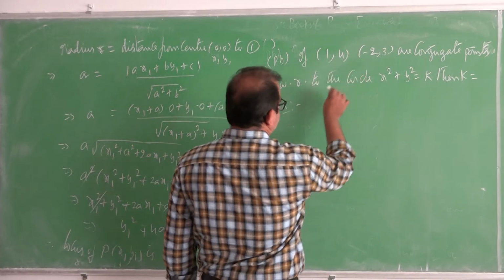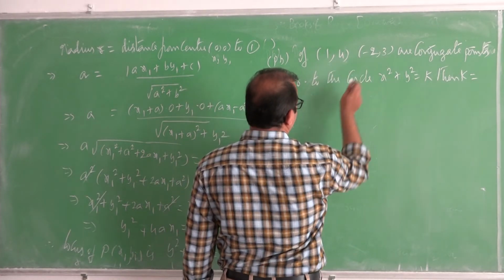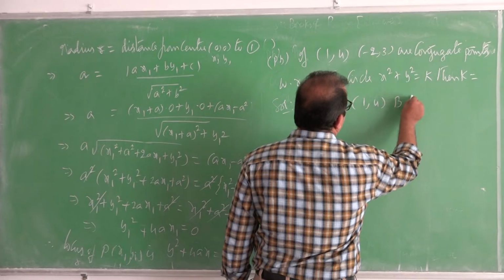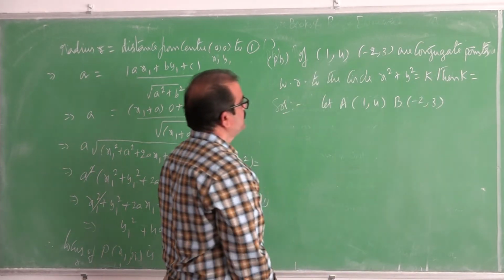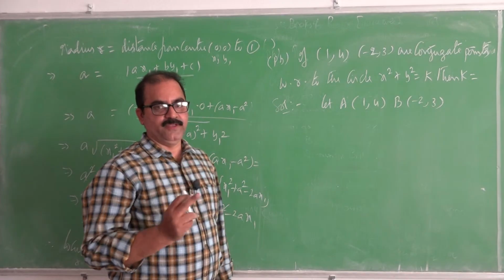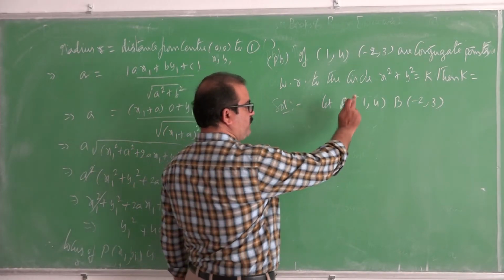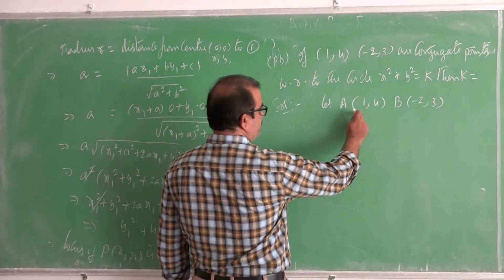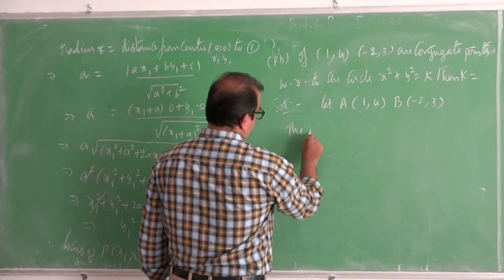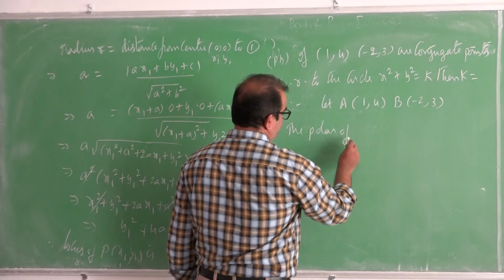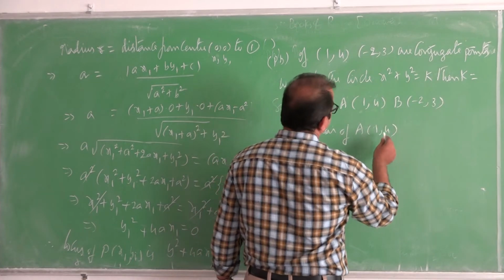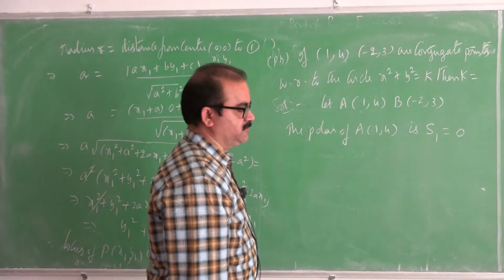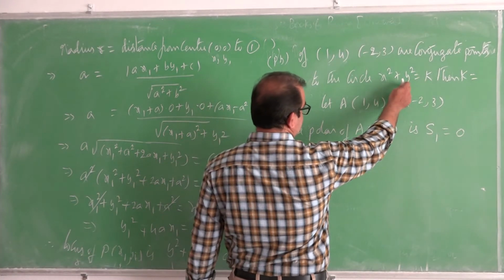What are the given points here? 1 comma 4, minus 2 comma 3. Let the points be A and B. B is minus 2 comma 3. When 2 points are said to be conjugate points, polar of one point passes through the other point. So find the polar of first point A. The polar of A (1 comma 4) is, polar of any point is S1 is equal to 0 with respect to this circle.